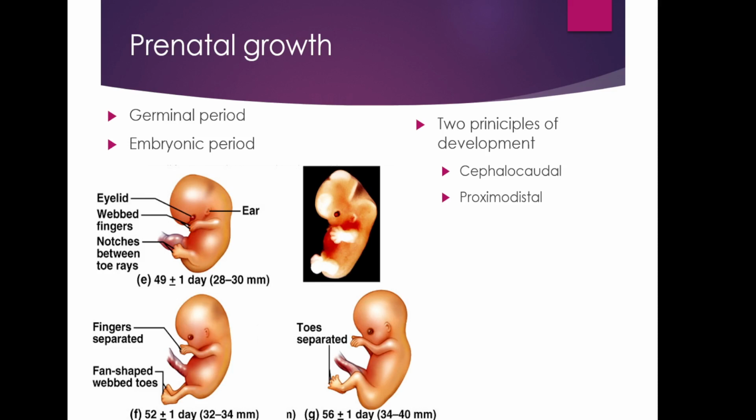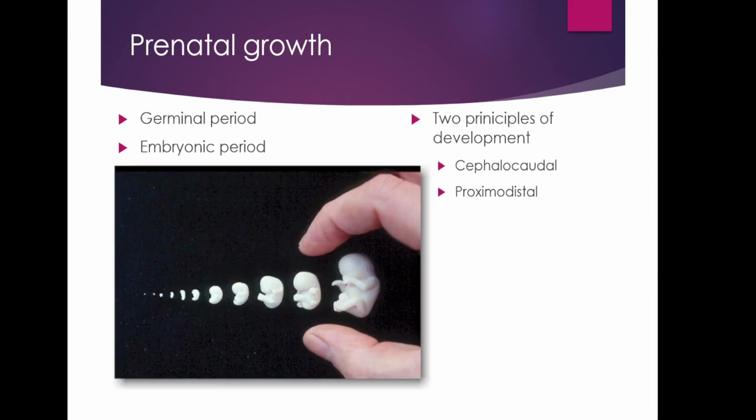So like the arms will develop before. Notice that in the bottom row, the left panel, it says the fingers separated and the toes don't separate until the right panel. So you see that top down, right? So arms before legs. And then proximo distal, arms before hands, legs before toes, like that. And we're going to see that throughout.